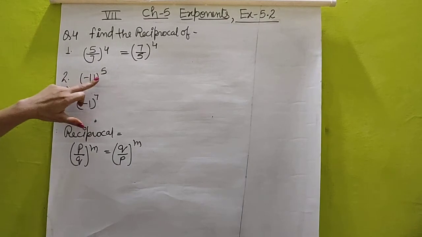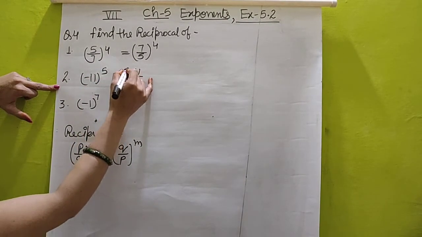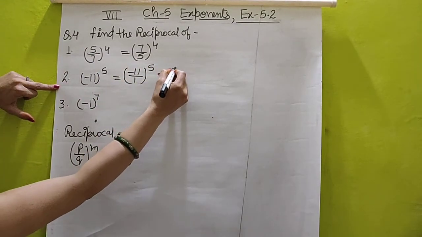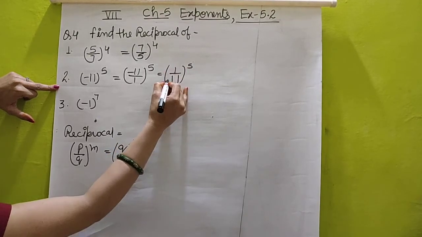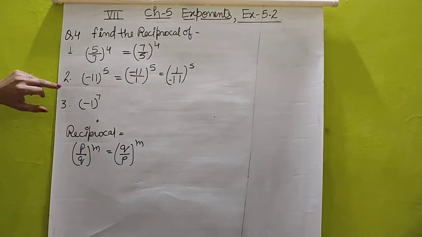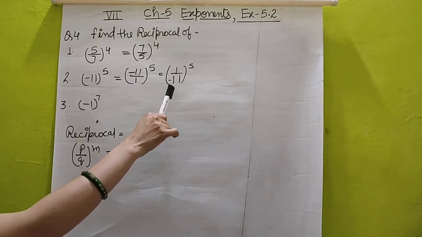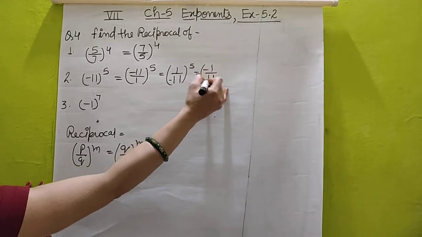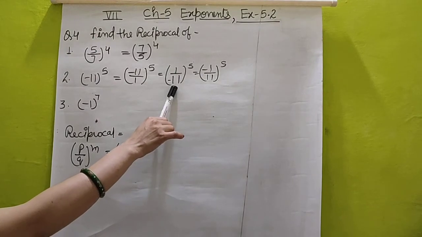Here we have (-11)^5. So first of all we will write -11/1 raised to power 5. Then in the next step what will come, students? 1/11 raised to power 5, and the minus will come downside. As I told you, students, the denominator should not be negative. So we can write -1/11 raised to power 5, because the denominator cannot be negative.